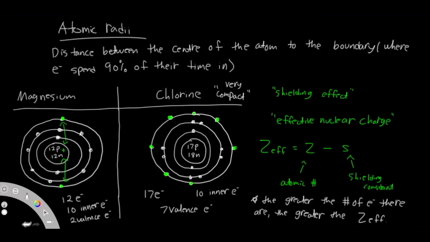Magnesium, 12 protons, 12 electrons, so maybe it's not as compact. And because it's not as compact, it's going to be more full. Maybe I'll write this here. It's going to be more full, more expanded. Okay? This one here, not as full.